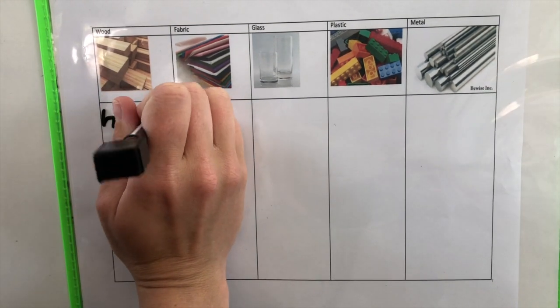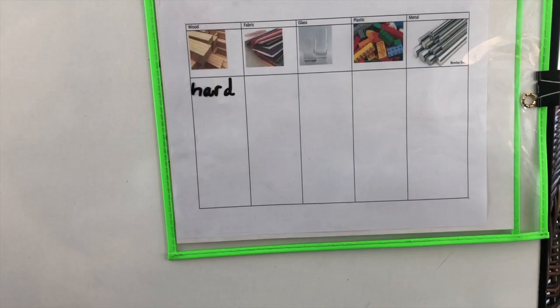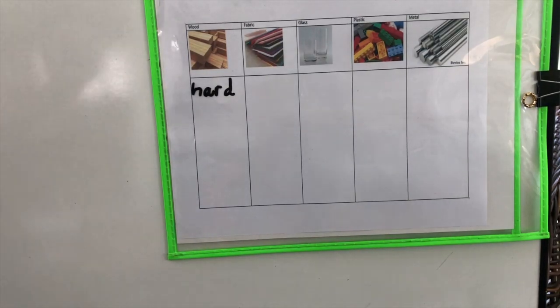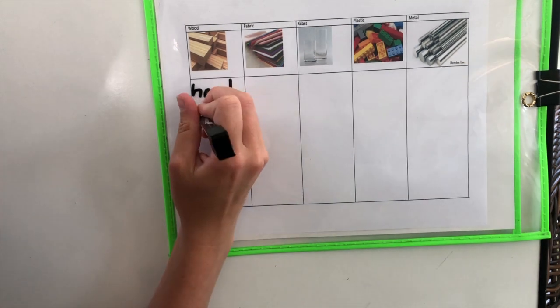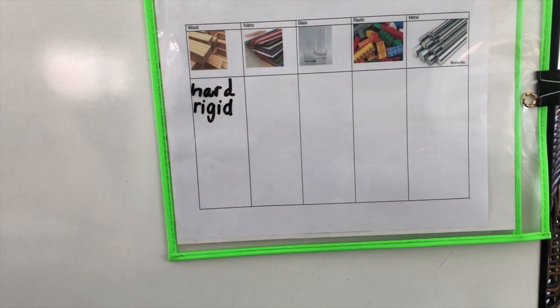Hard. Right? What is hard? What else besides hard? What do you think? What about rigid? Very heavy duty and sturdy. Any other thoughts for wood?